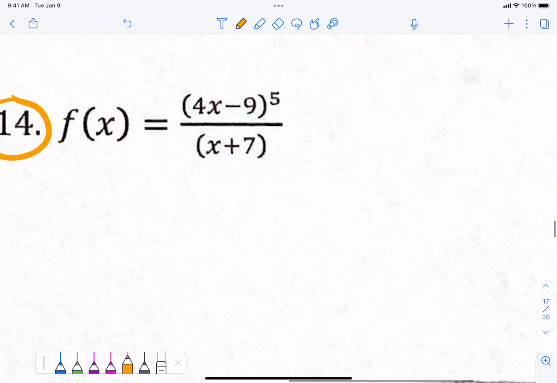14, what is this? A what inside of a what? A chain in a quotient.